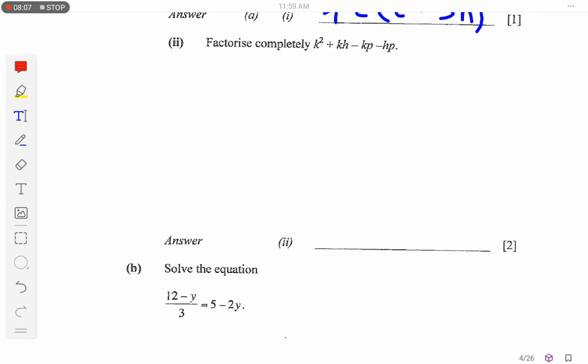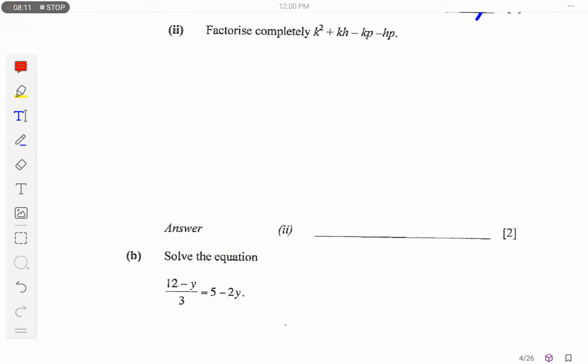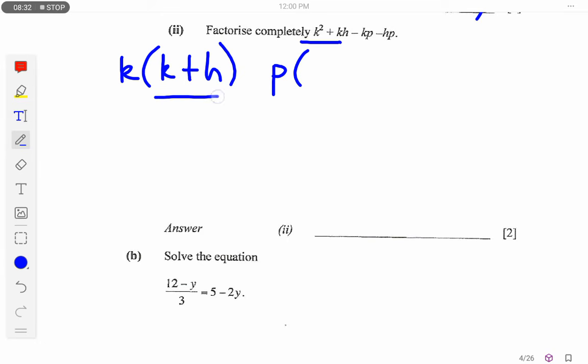Let's move on to the next one. This one, we are also going to factorize completely. So you can use grouping. So for this part and also for that part. Okay, so for the first part, I can take out a common factor of k and I'll remain with a k plus an h. Okay, then for the next part, I can take out a p, then I'll remain with the same factors there. So I'll remain with k plus h.